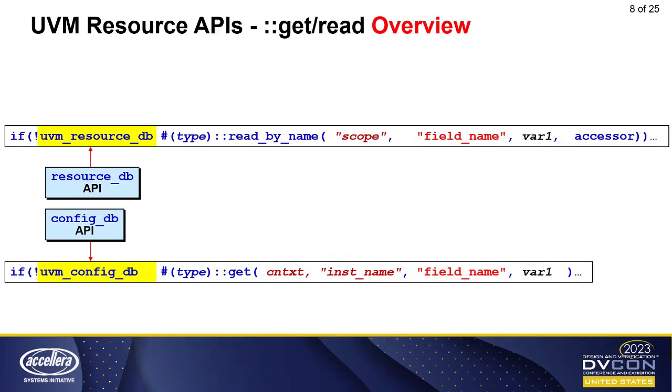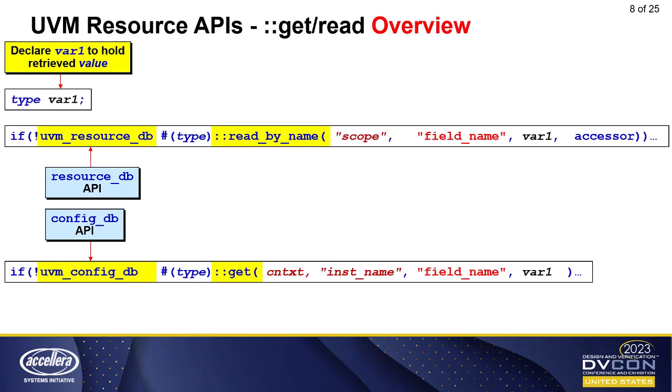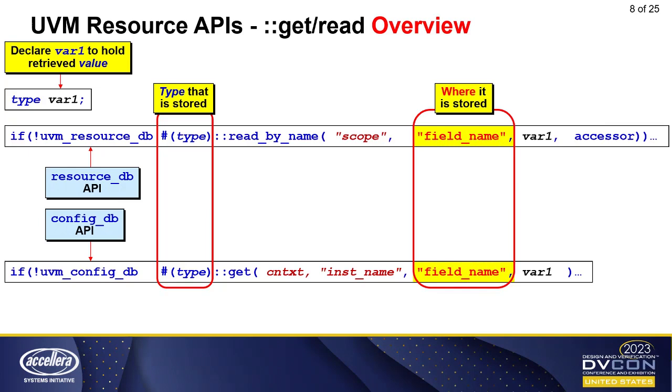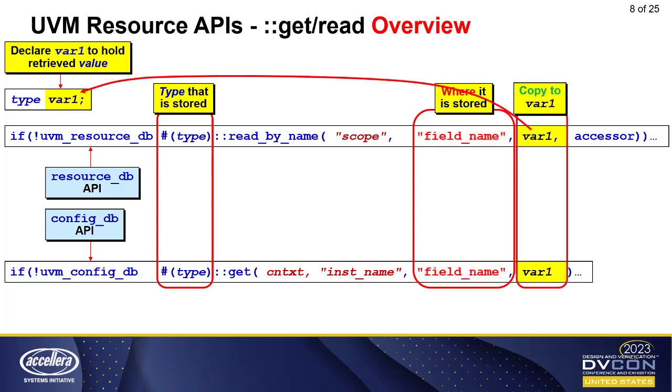To retrieve the value from a stored resource, we use the UVM resource DB read by name or the UVM config DB get commands. We generally need to declare a variable of the correct type to hold the retrieved value, and that type should match the type parameter of the retrieving commands. The API retrieval commands include a field name string argument to indicate the location in the name table where the resource was stored. The resource commands then list the declared variables which will hold the retrieved value.